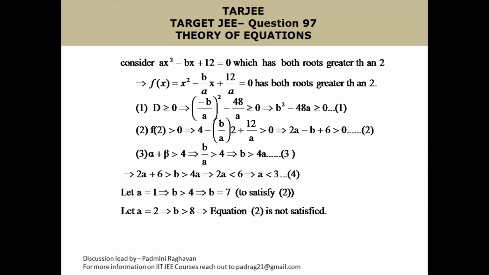And the condition says both a and b should be positive integers less than or equal to 10. So there exists only one acceptable ordered pair (a, b), namely a takes the value 1 and b takes the value 7.